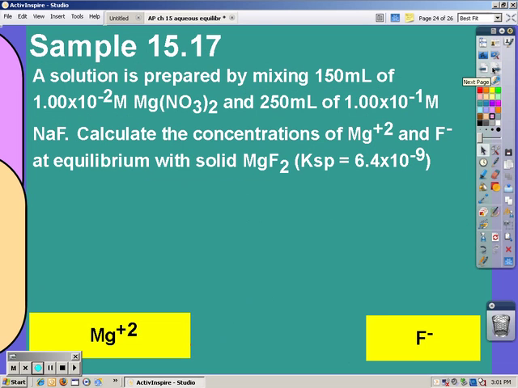In this one, first you're going to need to assume that all of the magnesium and fluorine ions that can go together will go together to make magnesium fluoride. And then we'll see how much will break up in solution. This problem is different because we want to know the concentrations of magnesium and fluorine at equilibrium. We don't want to just know if it will precipitate.